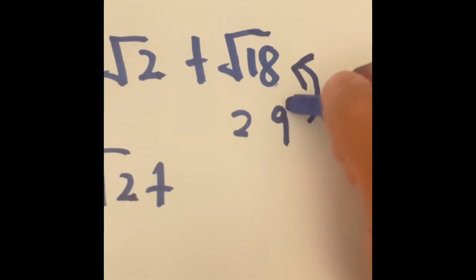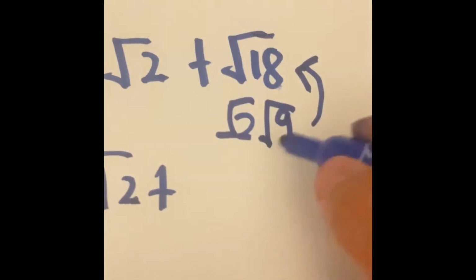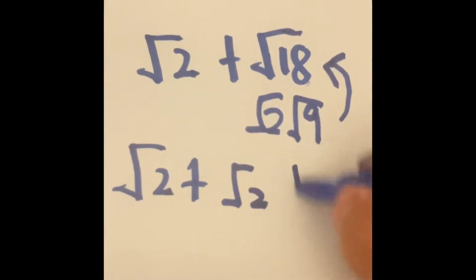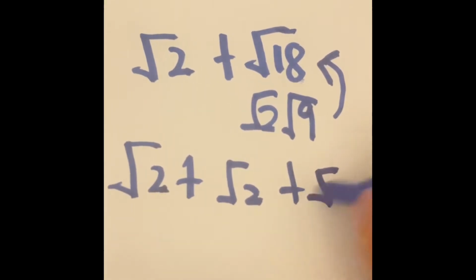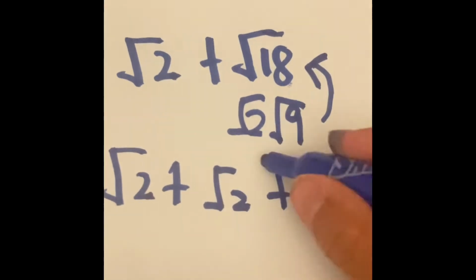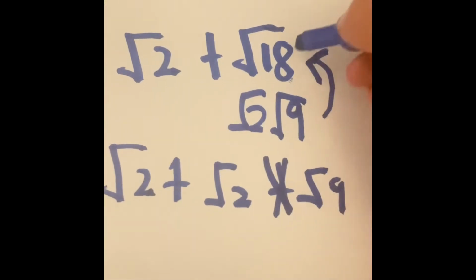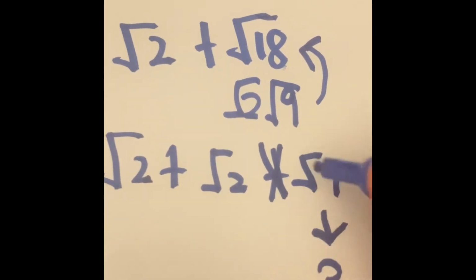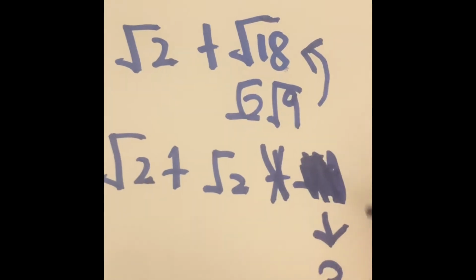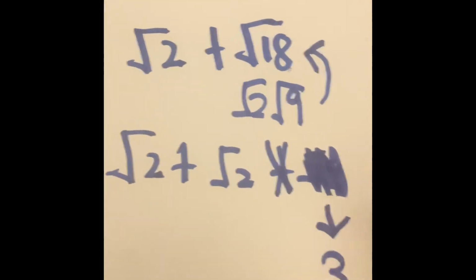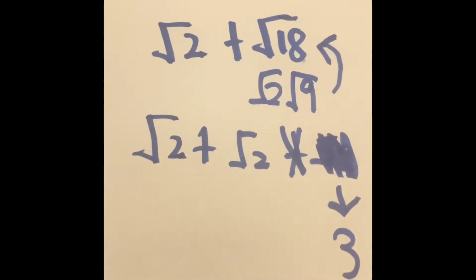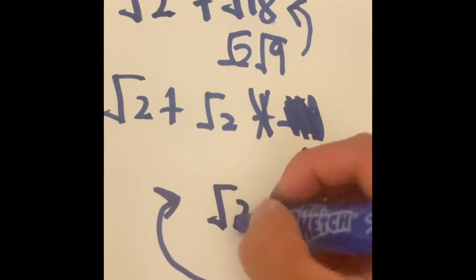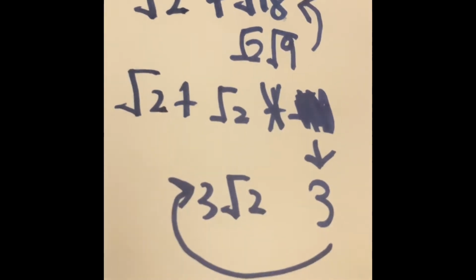So we have the square root of 2 plus the square root of 2 times 9. Actually, we have to multiply them, because 2 times 9 is 18. We can pull out the square root of 9 to make a 3. When we do that, we can put the 3 in front of the square root of 2. So 3, the square root of 2.